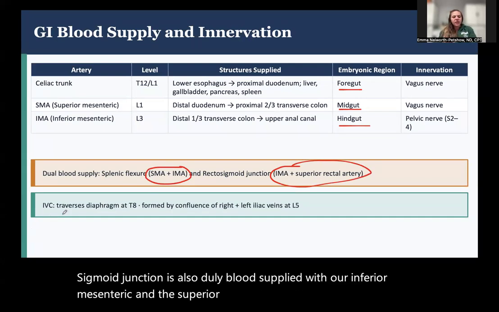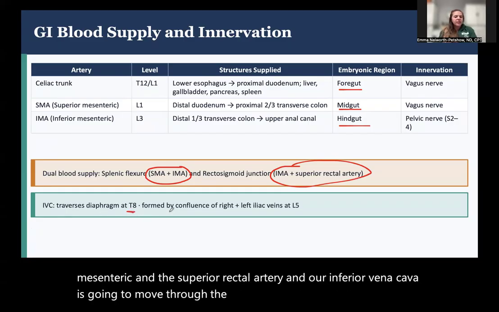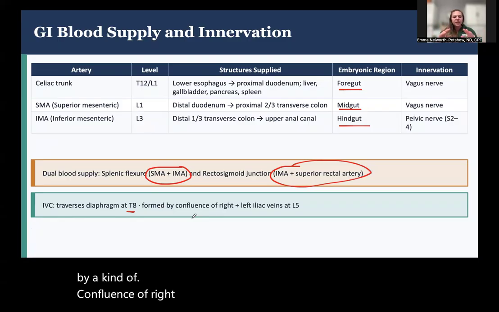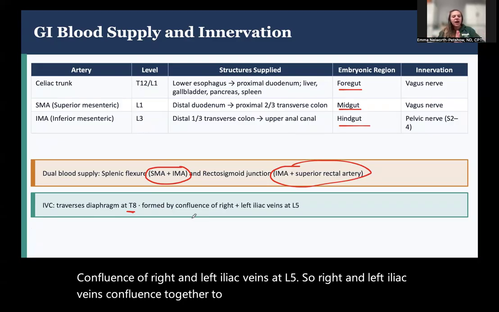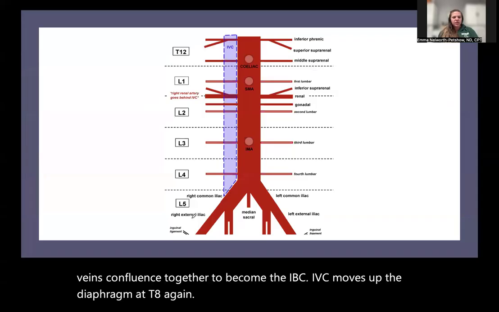And our inferior vena cava is going to move through the diaphragm at T8. And this is formed by a confluence of right and left iliac veins at L5. So right and left iliac veins come together to become the IVC. IVC moves up through the diaphragm at T8. Again, key anatomical distinctions. You can see some of these pieces here.